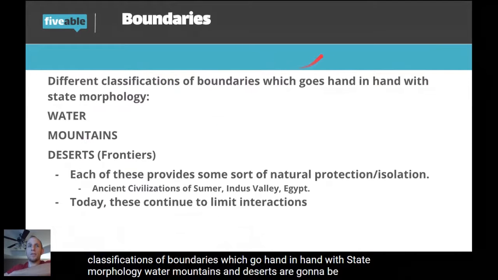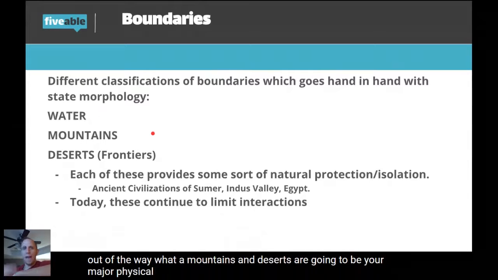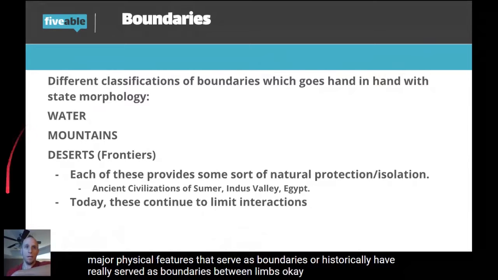Water, mountains, and deserts are going to be your major physical features that serve as boundaries, or historically have really served as boundaries between lands. Okay? And it's really important to understand this.